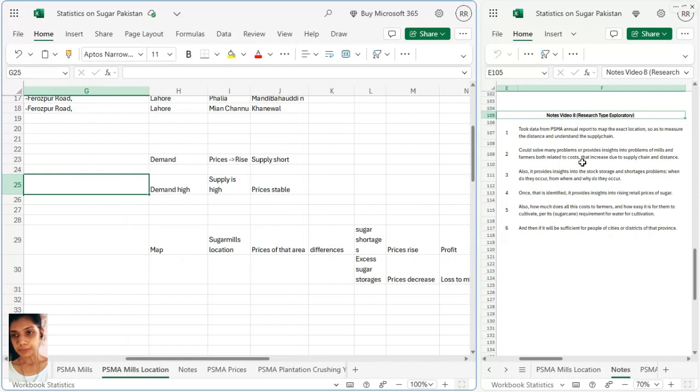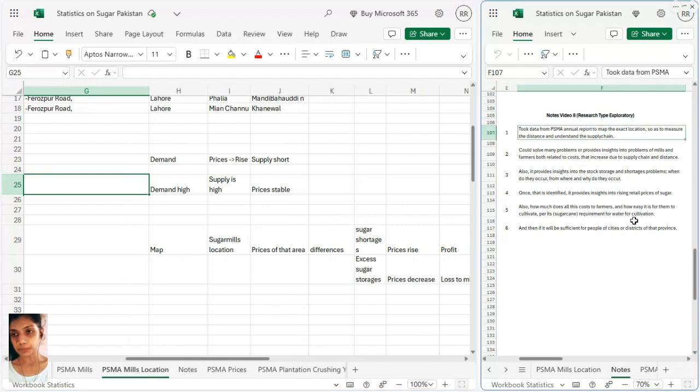So we took data from PSMA annual reports to map the exact location so as to measure the distance and understand the supply chain. This could provide insights into problems of mills and pharma, both related to costs that increase due to supply chain and distance, which we have also covered. Also, it provides insights into stock storage and shortage problems: when do they occur, from where, and why do they occur?